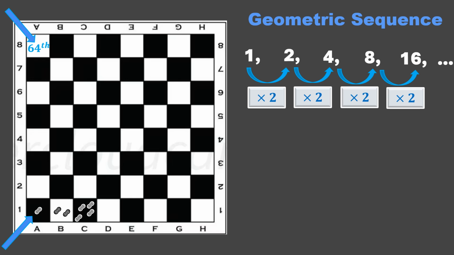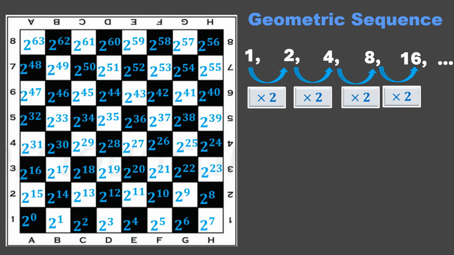So I've completed this chessboard with powers of 2. As you can see, 2 to the power of 0, 2 to the power of 1, and so on until you get to the nth term. Also, you can calculate this value, 2 to the power of 63, using the nth term of a geometric sequence. The nth term is equal to a, the starting number, times r, the common ratio, to the power of n, the total number of terms, minus 1.